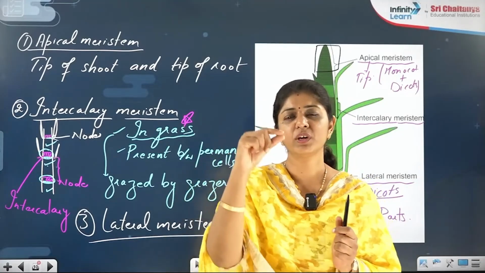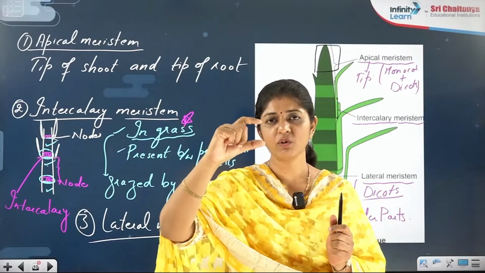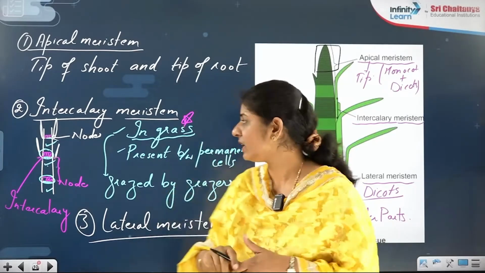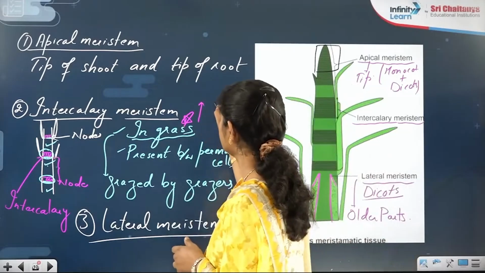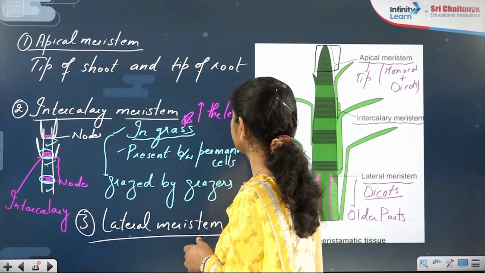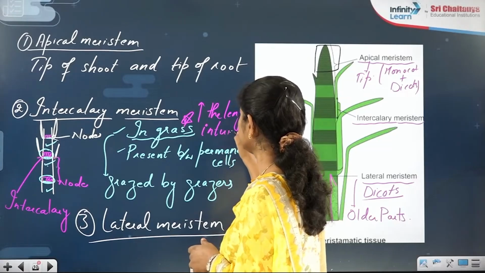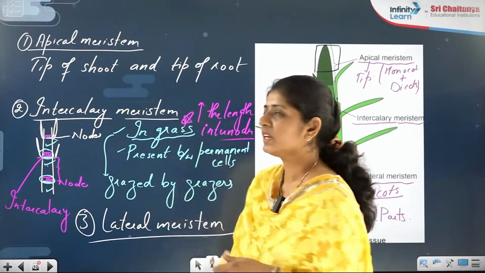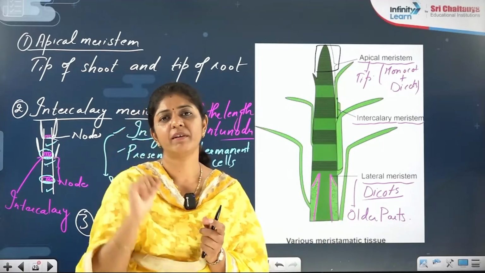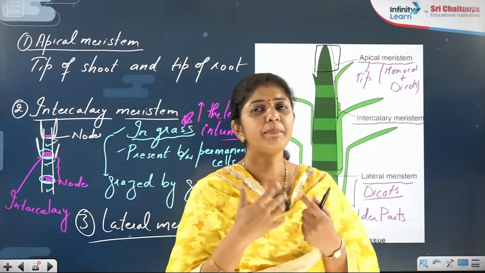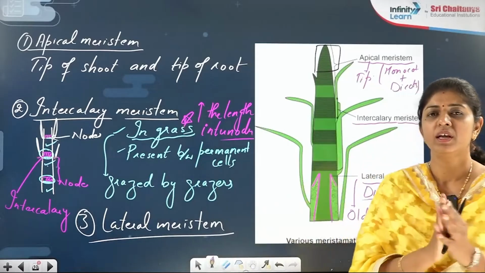Like sugar cane, you know, you will very easily find the nodes. In between the nodes, that internode can be increased in length. This intercalary meristem increases the length of internodes, right? Even it is helping in linear growth, but at the internode level. Are you getting that? So apical meristem helps the overall height of the plant or depth of the root.